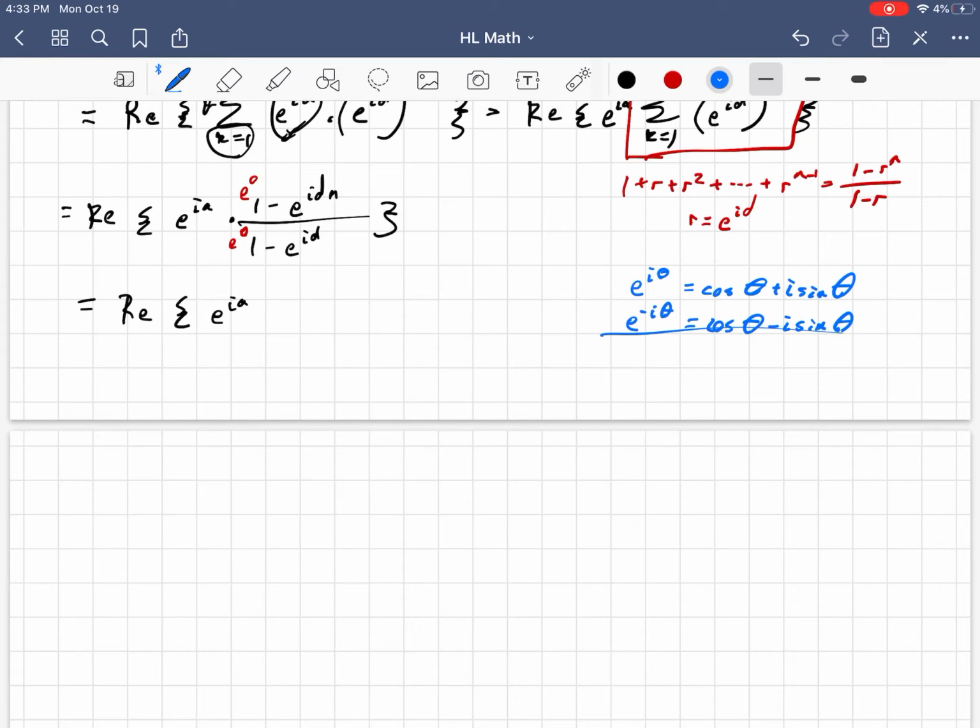What you can do now is add these together, and you would end up getting that e to the i theta plus e to the negative i theta all over 2 is equal to cosine theta. And if you were to subtract instead of add, you'd get that e to the i theta minus e to the negative i theta all over 2i is equal to sine theta.